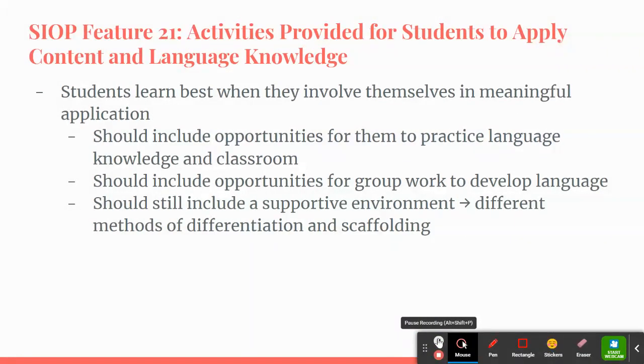So for Feature 21, activities provided for students to apply content and language knowledge. Students learn best when they involve themselves in meaningful application. That should include opportunities for them to practice language knowledge and classroom content, and include opportunities for group work to develop language, and should still include a supportive environment. So, including those different methods of differentiation and scaffolding depending on our students' needs.